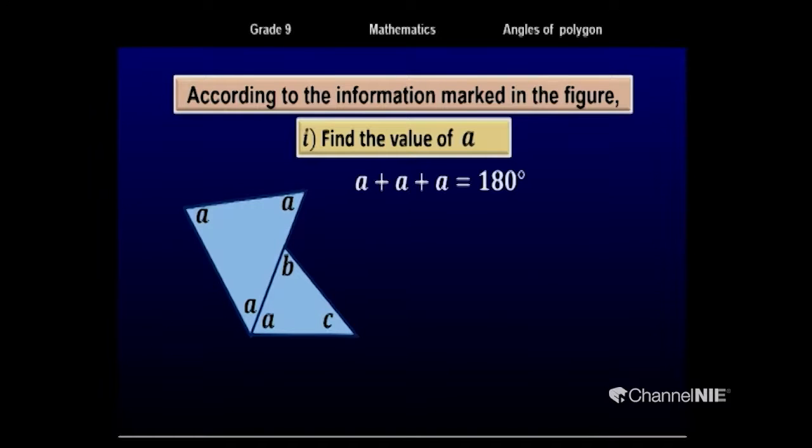When we consider this triangle, there is an equilateral triangle. So all the angles are equal in this triangle. A plus A plus A equals 180. We learned that theory in grade 7 and 8. So 3A equals 180 degrees. Then you can obtain A equals 180 over 3. That means A is equal to 60 degrees.